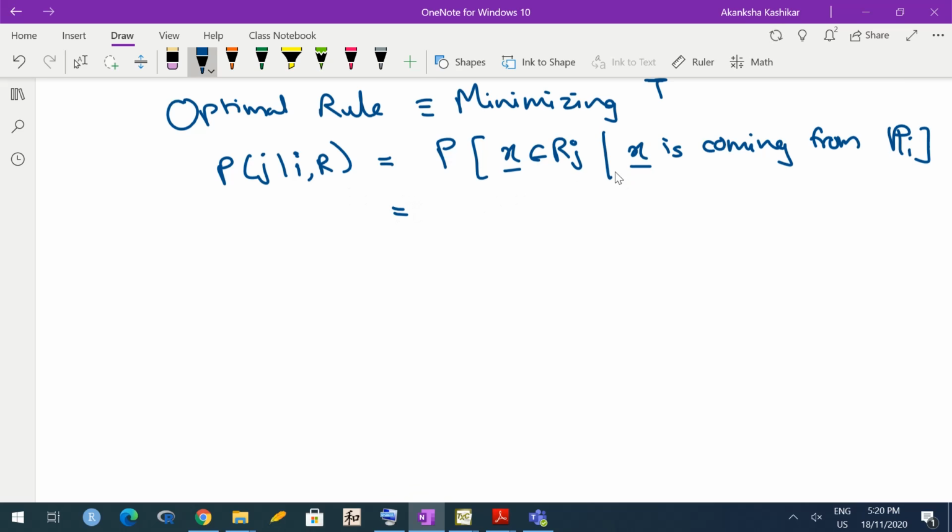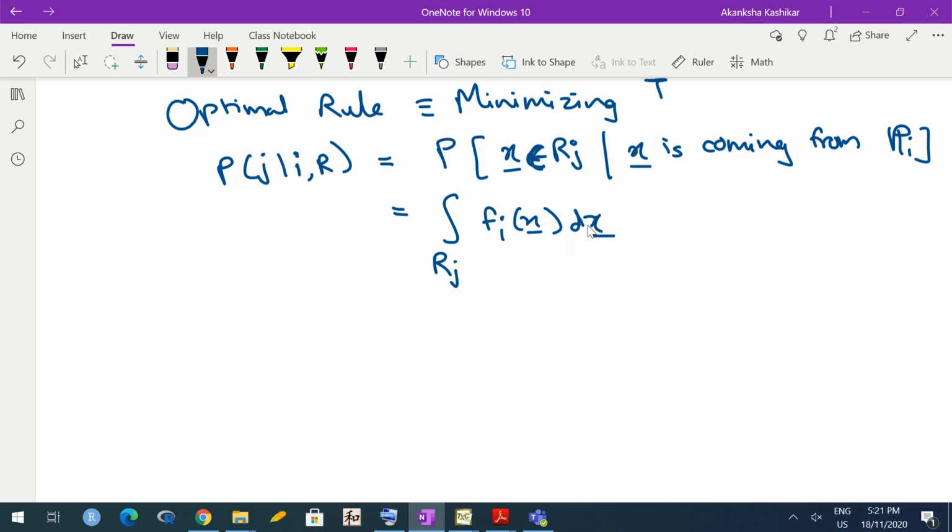right? So the conditional probability P(j | i, R) is the same as, so when do I assign an observation to the jth class based on rule R? If x is belonging to Rj, that's what my rule says. If x is belonging to Rj, then we assign it to population j when it is actually coming from Pi. And this probability, we know by our usual theory, can be computed by taking the integral over Rj of the PDF of x. PDF of x is fi(x). Why? Because x is coming from the ith population.